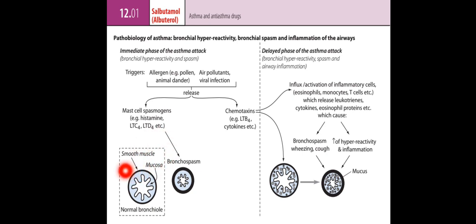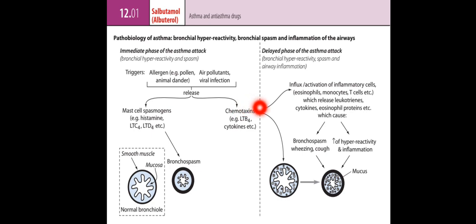So this is the normal bronchial, and that is the mucosa. So what happens when these act on it? They cause what we call bronchial spasm. That is the immediate phase. Then we move to the delayed phase of asthmatic attack.